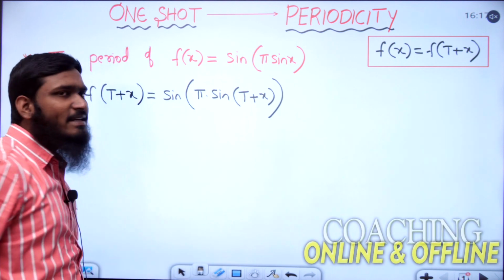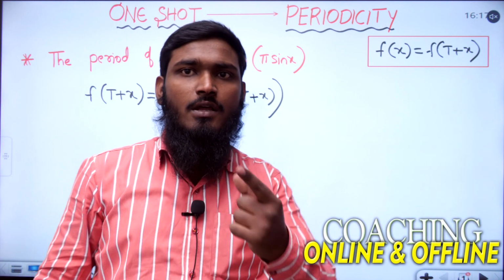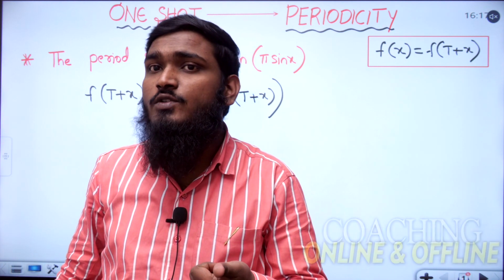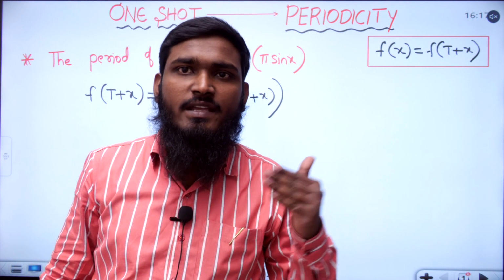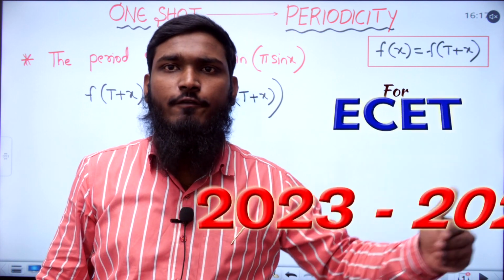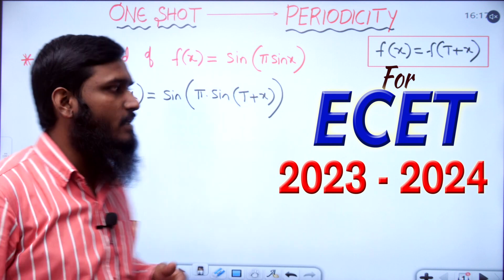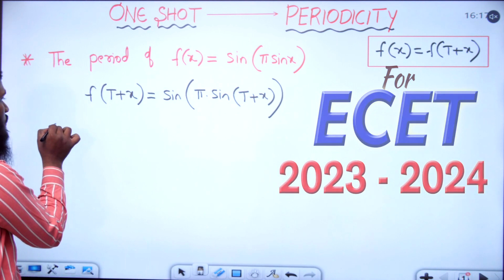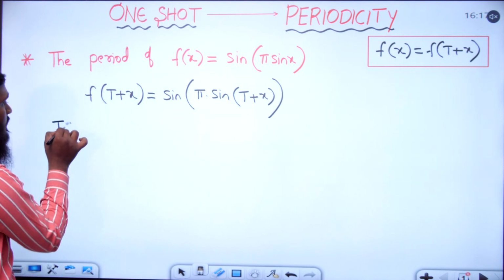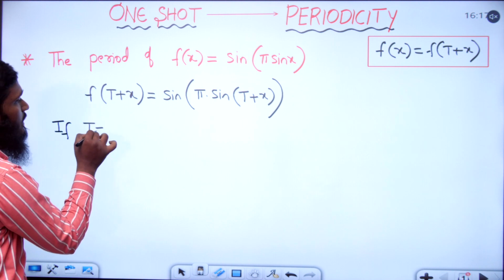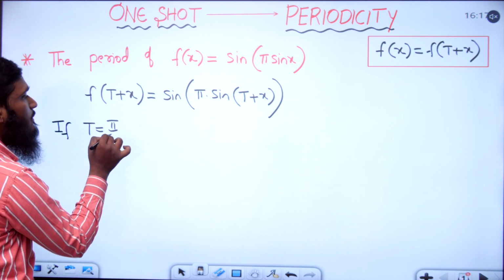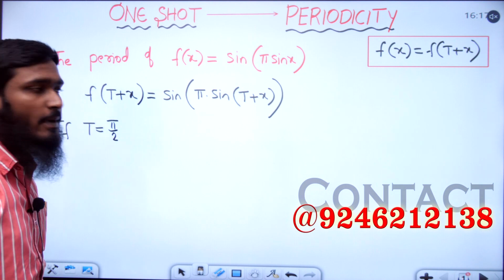Now, what are the t values for the trigonometric function? Already we have discussed: pi by 2, pi, 3 pi by 2, 2 pi, 3 pi, 4 pi, and so on. Let us try these values over here. First, we take t equal to pi by 2.